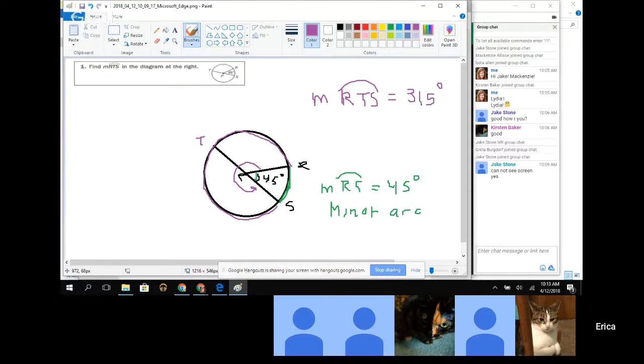Excuse me. All right, not on your paper, but who can tell me in the chat, what is the measure of arc RT? So I want to know what the measure of this arc right here is. RT. Anybody on the chat?